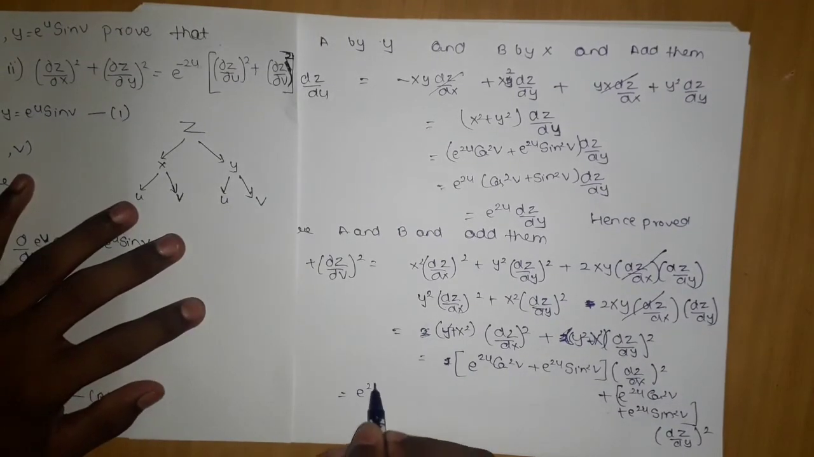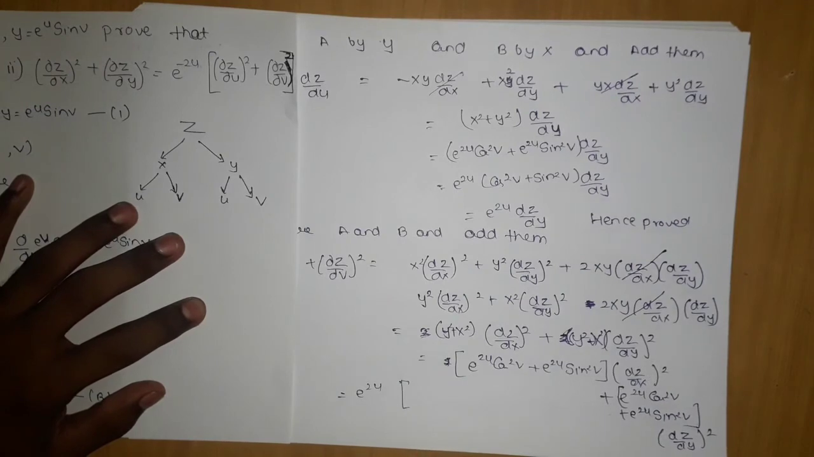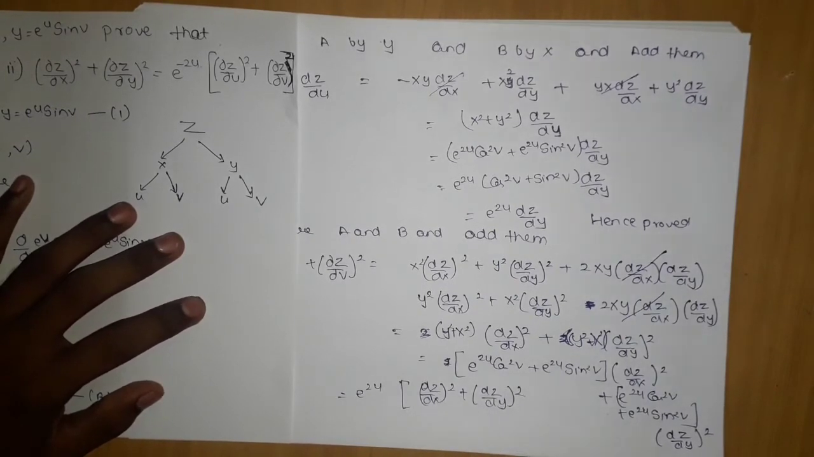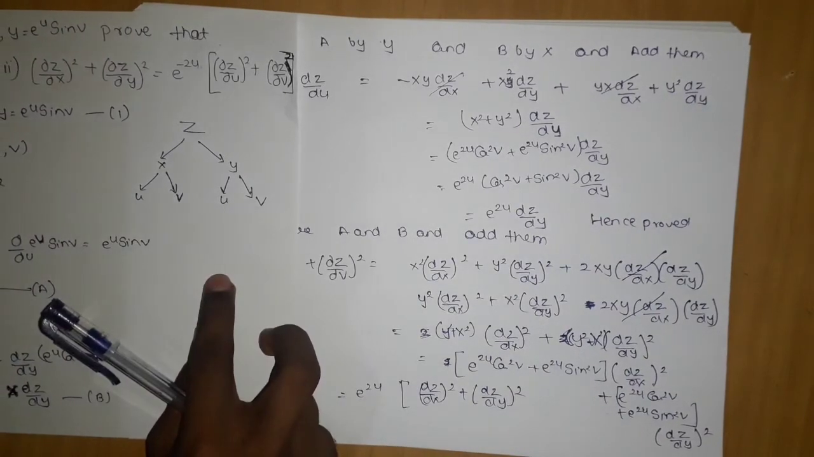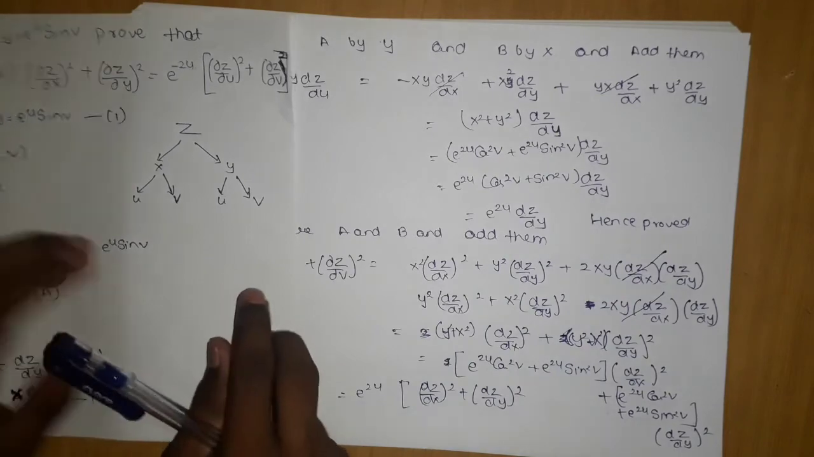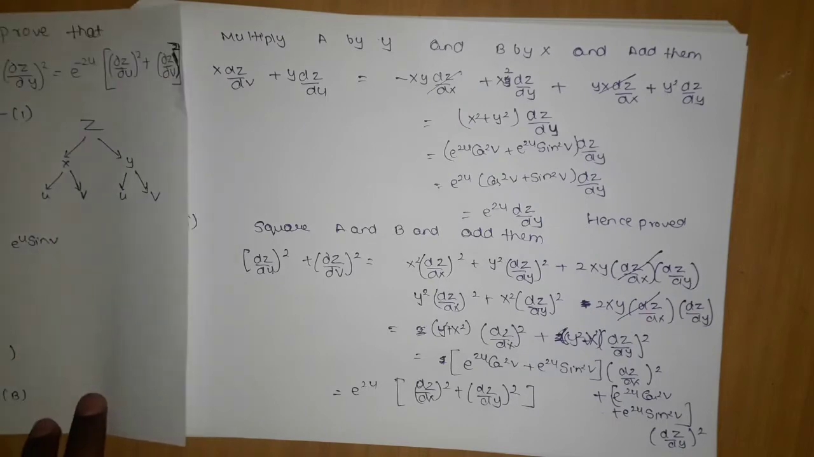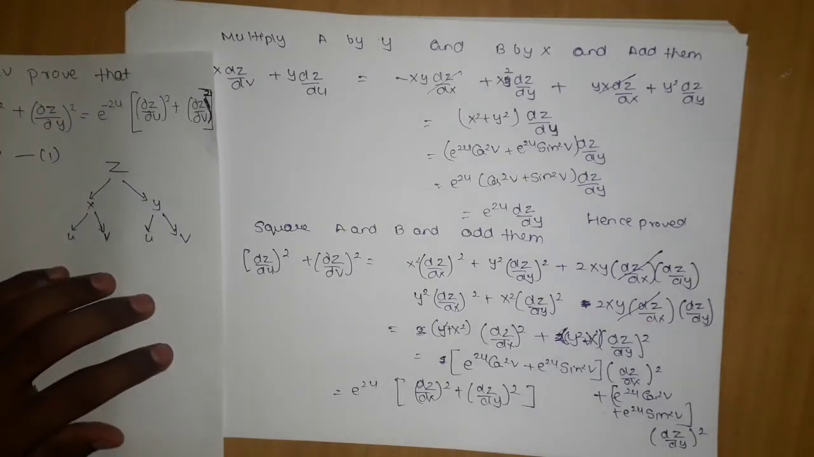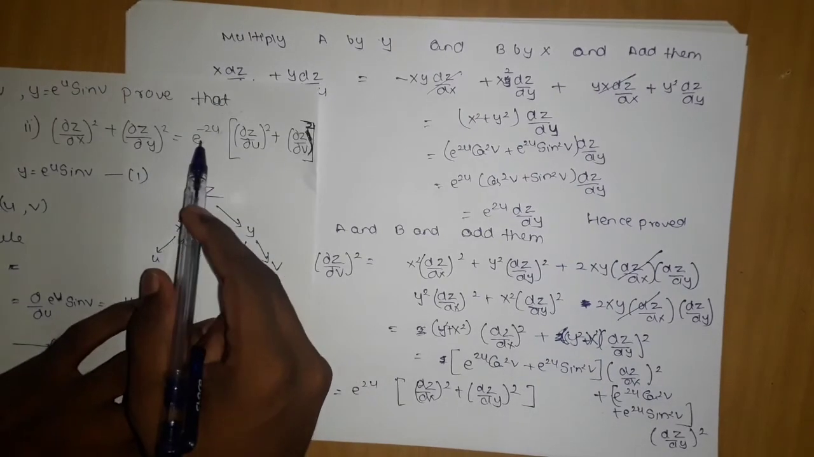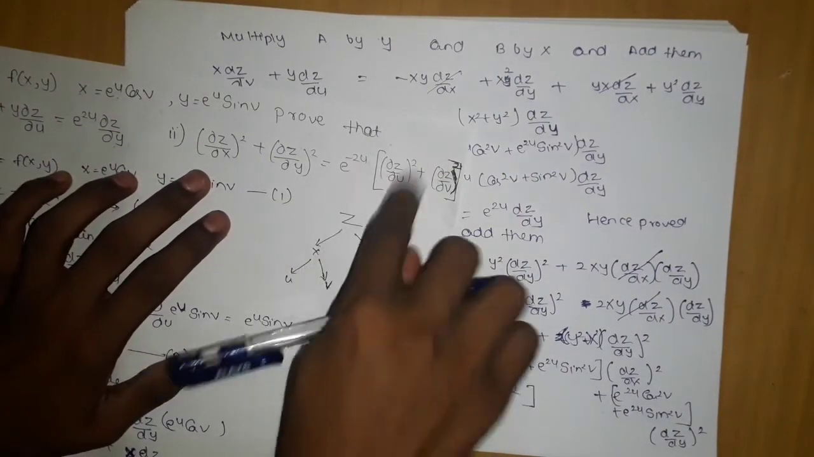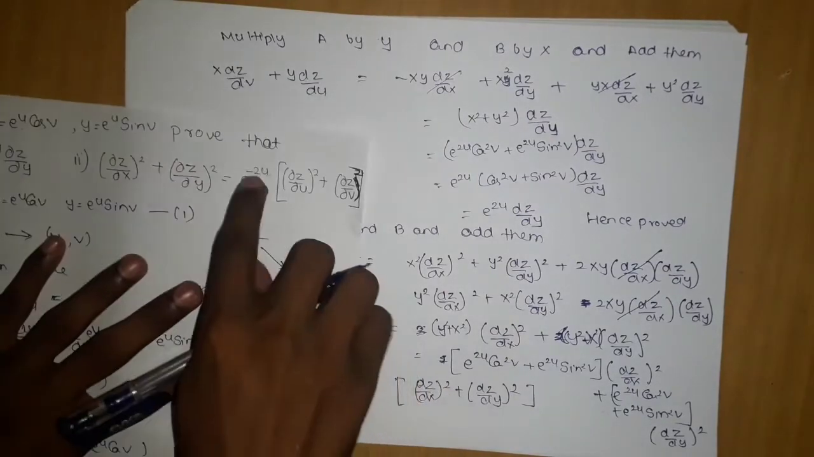e power 2u is coming out common, and we are left with dou z by dou x the whole square plus dou z by dou y the whole square. Just one thing is missing, that why we are not getting e power minus 2u. Let me check. We want to prove this equal. We should multiply by e power minus 2u here, and then we will get this, because in the proof we will take this thing, substitute the values and convert it into this, but we didn't multiply it by e power minus 2u.